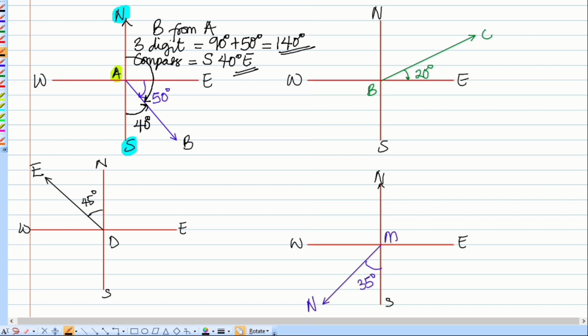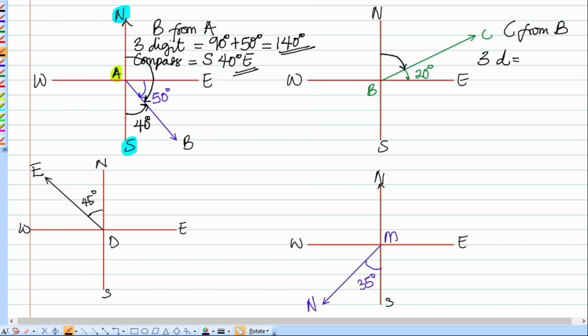That's C from B. Okay, so for this one, we're going to write this is the bearing of C coming from B. So in 3 digits, I'm going to write the 3 digits as 3D. So it doesn't mean 3 dimension now, it means 3 digits. So in 3 digits, remember, is the angle from the true north.